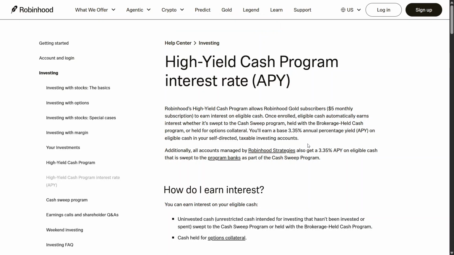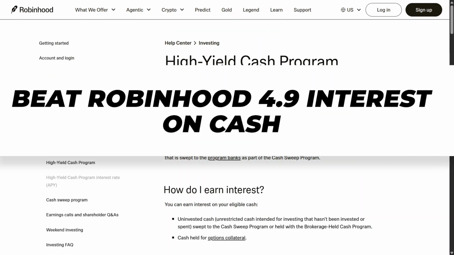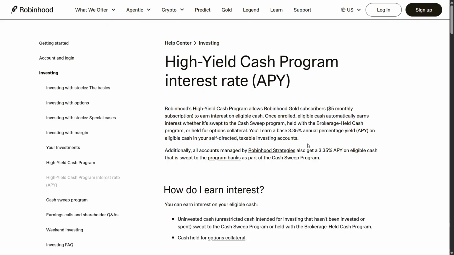Hi everyone, in this video, we will show you how to beat Robinhood's 4.9% cash interest without requiring a Robinhood Gold subscription. While Robinhood Gold offers a higher interest rate on uninvested cash, there are other ways to potentially earn a higher return on your money.